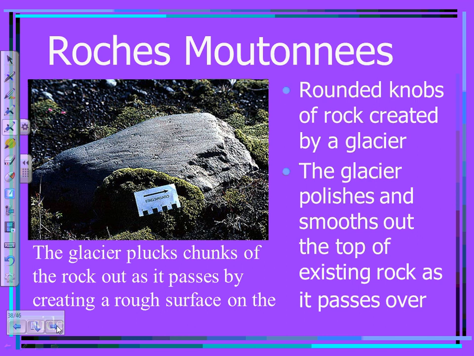Roche Montagne, good old French term here. These are rounded knobs of rock created by a glacier. The glacier polishes and smooths out the tops of the existing rocks as it passes over. The glacier will pluck, we call it, chunks of the rock out as it passes by, creating a rough surface on the side. Again, here's something put in the picture for scale. These scratches on top of this rock were caused by the glacier dragging over the top of it, and you can see that as it moved, it pulled out chunks of material on the sides and on the front of this Roche Montagne.